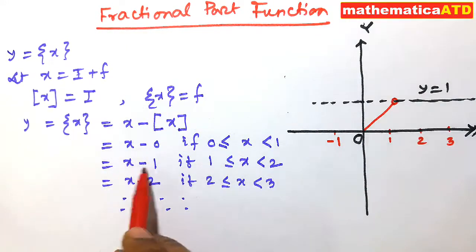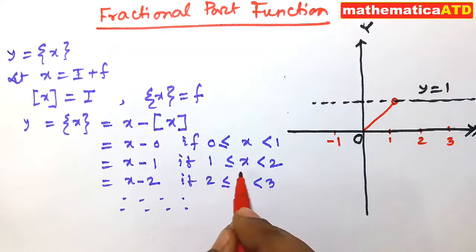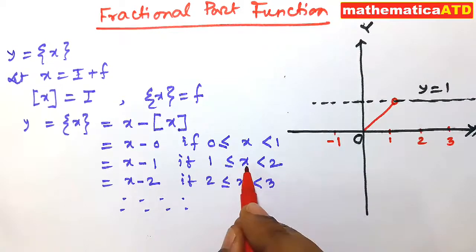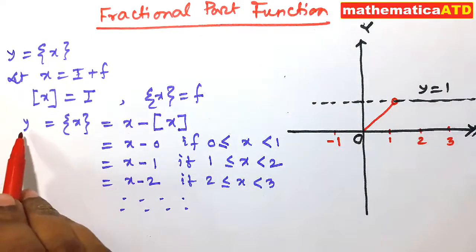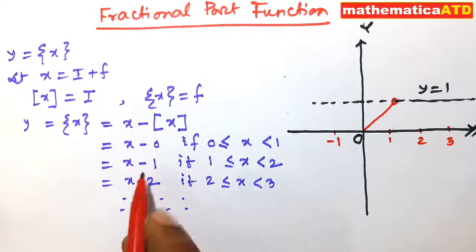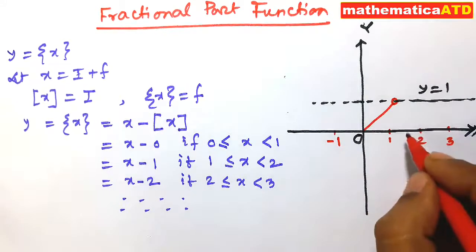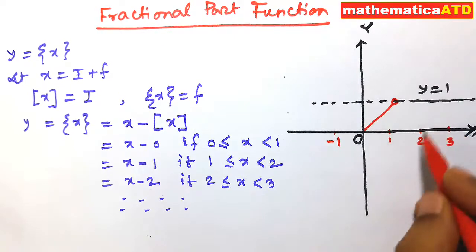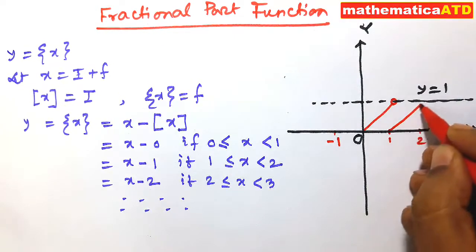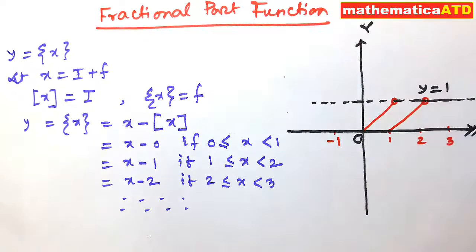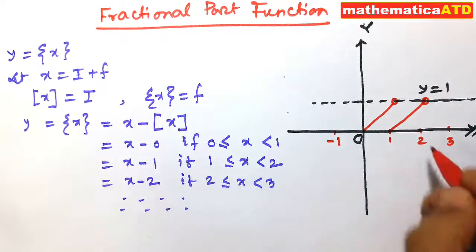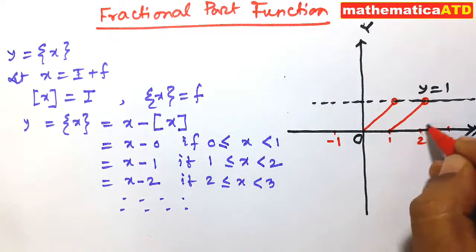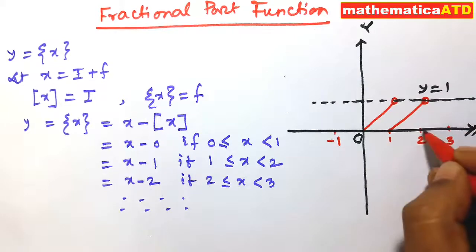Now y is equal to x minus 1 if 1 is less than or equal to x less than 2. That means when x lies from 1 to 2, the function y is equal to x minus 1. This is also another line which will pass through 1 with the slope 45 degrees with the positive direction of the x-axis. So the line will be like this. And when x lies from 2 to 3, the function y is equal to x minus 2. So it will pass through 2, and the slope is 45 degrees.